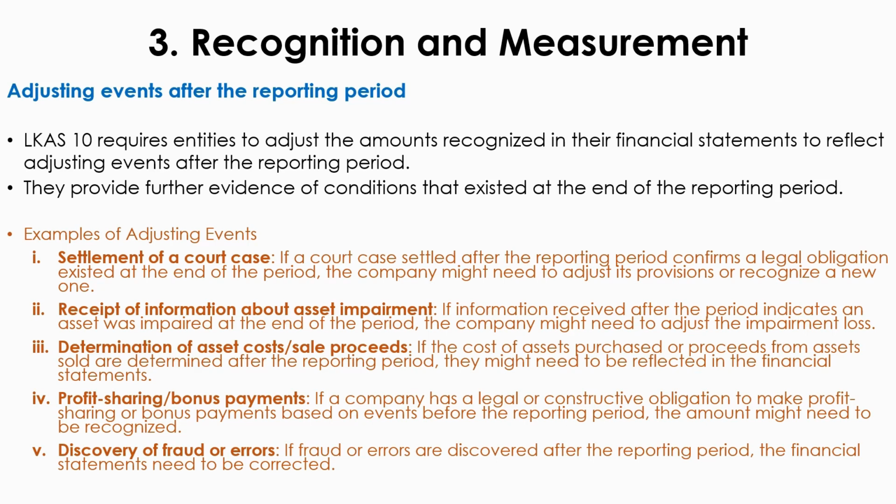A court case settled in February confirms a legal obligation existed for the company at the end of December, that is the previous reporting period. So this would require adjusting the provisions relating to the case. The second example is a customer went bankrupt in February, indicating they were likely credit impaired at the end of December. So this might necessitate adjusting the impairment loss for receivables from that customer.